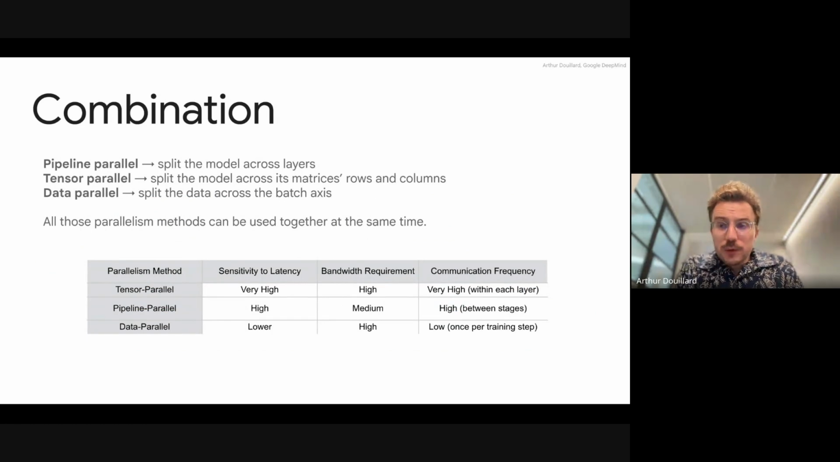So those methods are completely orthogonal, and they can all be combined together. So in theory, you can do pipeline parallel, so split the model across multiple layers. Tensor parallel, split the model across the matrices, rows, and columns. And data parallel, where you split the data across the batch axis. Everything can be combined together. That's what people do in practice. There are different trade-offs.